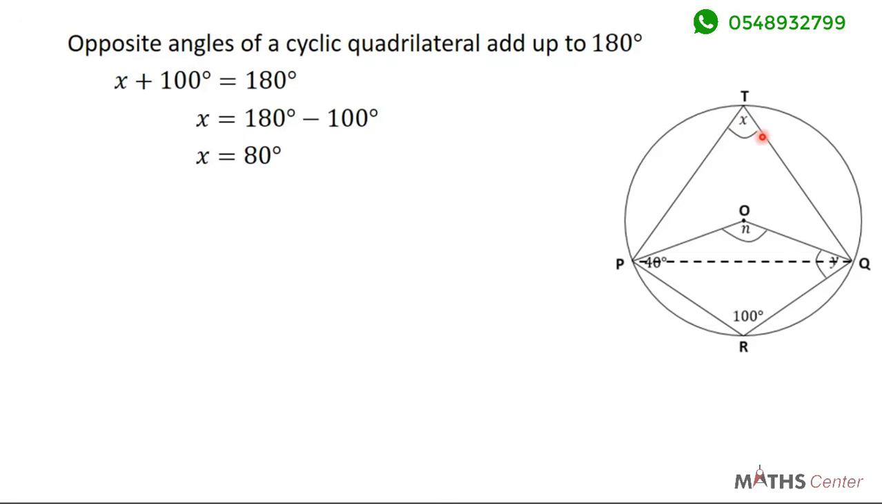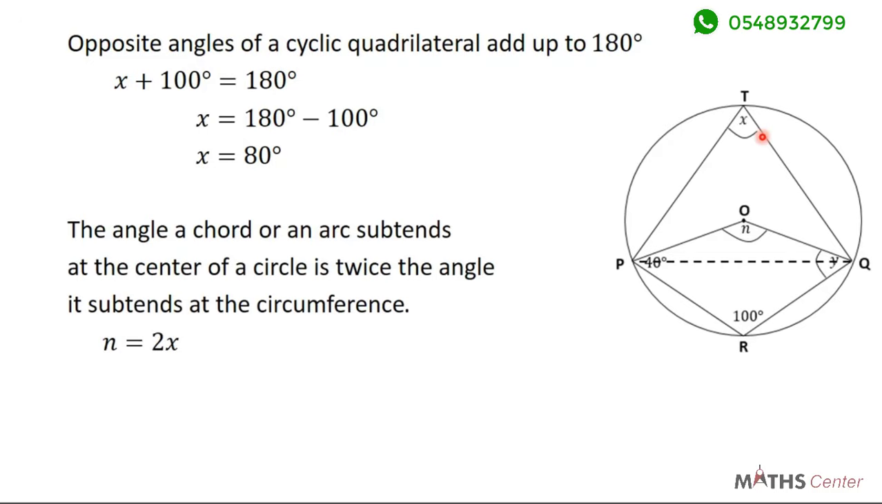We know a property about chords creating angle at the center and at the circumference. That property says that the angle a chord or an arc subtends at the center of the circle is twice the angle it subtends at the circumference. What this means is that the angle created at the center here is 2 times the angle created at the circumference. We know that the angle created at the circumference is S. We already know the value of S, so N will be 2 times S, which is 80 degrees, so N will be 160 degrees. So now we have found S, we have found N, we are left with Y.